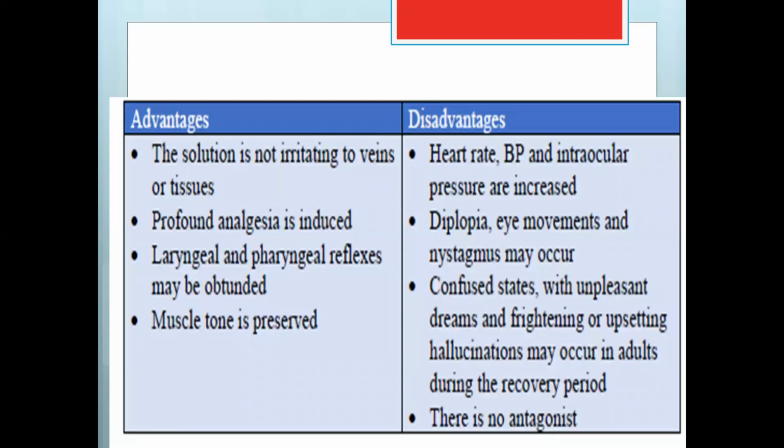Advantages of ketamine include the solution is not irritating to veins or tissues, it leads to profound analgesia, laryngeal and pharyngeal reflexes may be obtained, and muscle tone is preserved. Disadvantages: heart rate, BP, and intraocular pressure are increased. However, if you look at it from another angle, this might actually be an advantage in patients that are hypovolemic with low BP, but currently here it is a disadvantage. Diplopia, eye movements, and nystagmus may occur. Confused states with unpleasant dreams and frightening or upsetting hallucinations may occur in adults during the recovery period. And another disadvantage is that there is no antagonist.